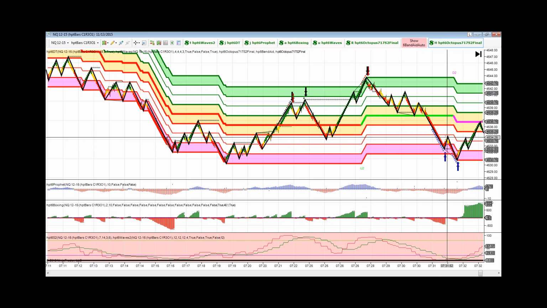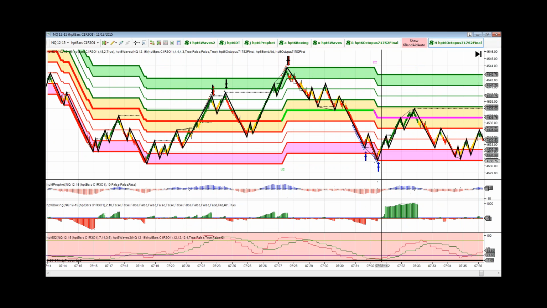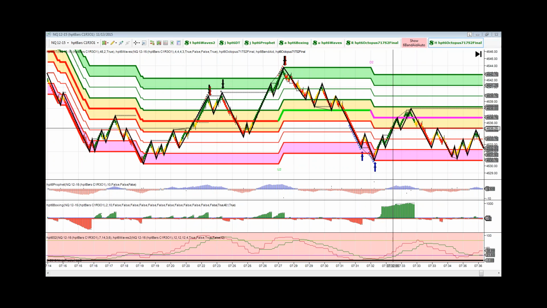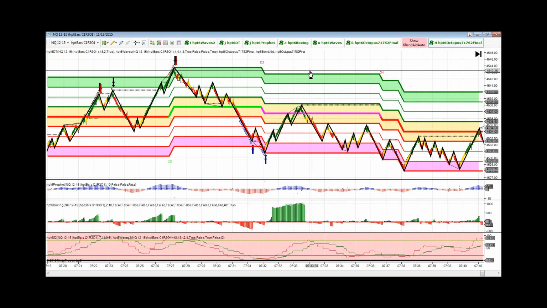Long trade here for a scalp, no runner. And then the second long trade here, all the way back up to the mid-band and beyond. That's about 30 ticks if you held a runner. Continuing on, again, just waiting patiently for the setups, letting the indicators do all the work.